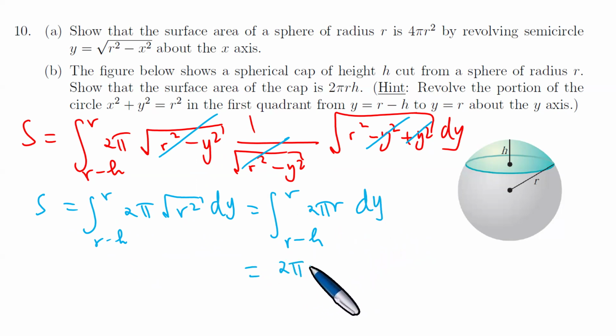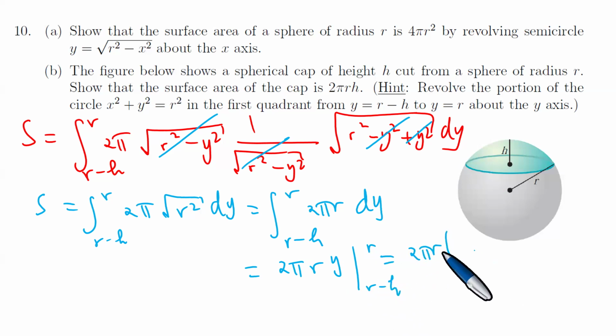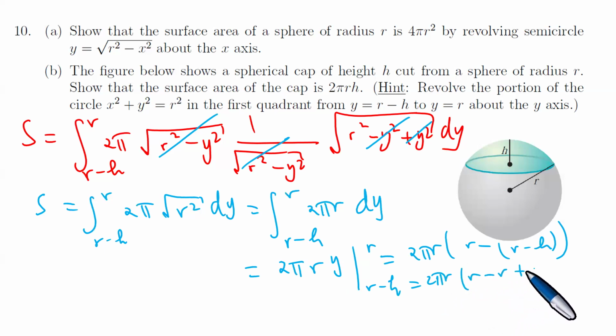So this is 2 pi r. The integral of dy is just y. Then you're integrating from r minus h to r, which is 2 pi r times the bounds. Then you substitute r minus h. 2 pi r, we have r minus r plus h. R minus r cancels, giving us 2 pi r h. There it is, 2 pi r h. Then we have found the answer.